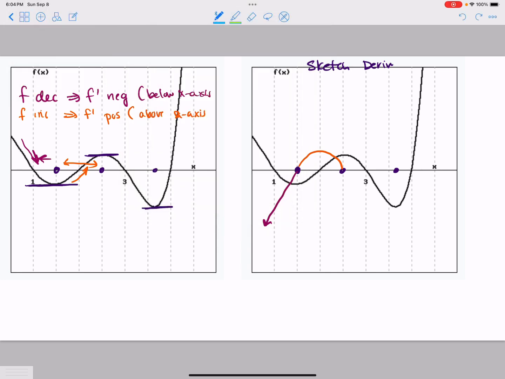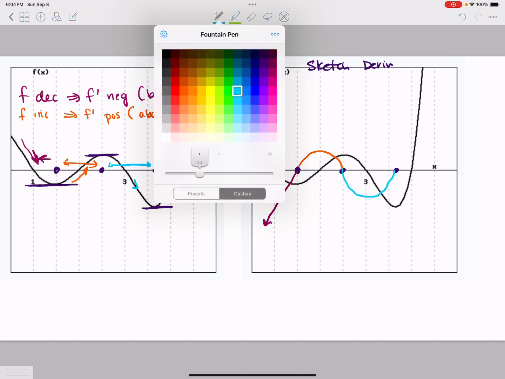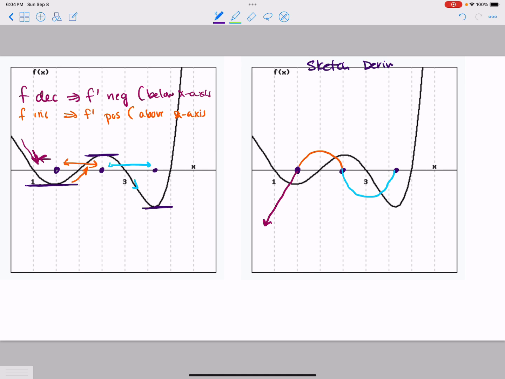Repeating this for the next part, it is decreasing, so I'm below the x-axis. And then finally, this last part on this side, I'm increasing, so I'm above the x-axis. So this is my multicolor sketch of the derivative.